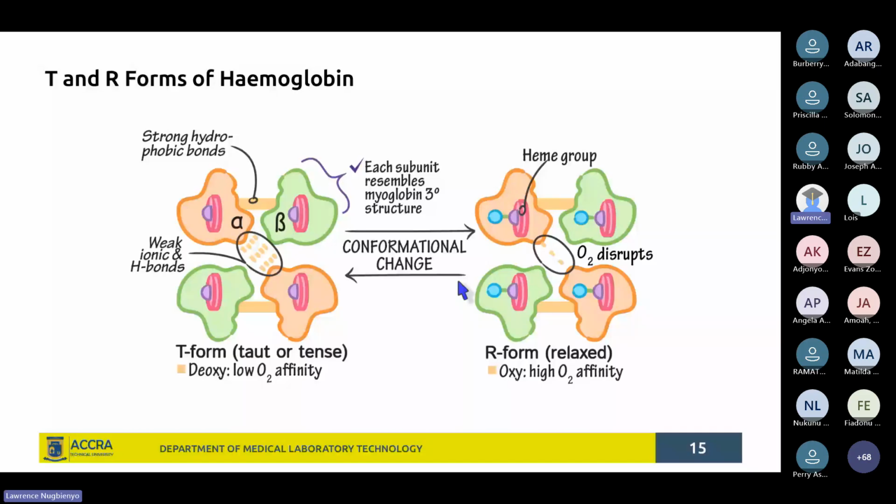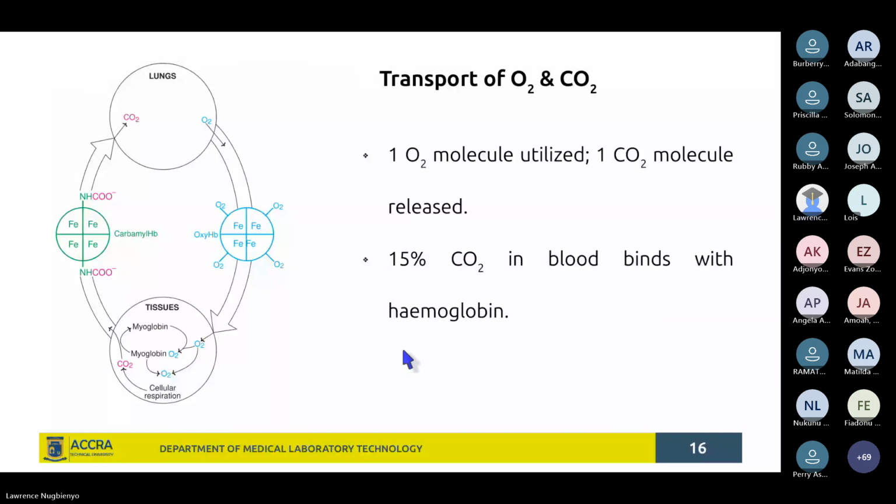Right. Now, we can continue to look at the function of hemoglobin in the transport of oxygen. That mechanism of the transport of oxygen and carbon dioxide. How does hemoglobin do that?